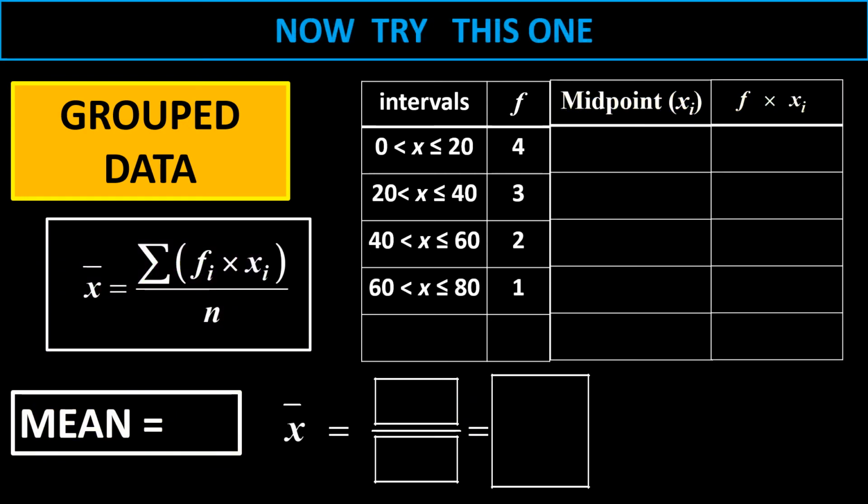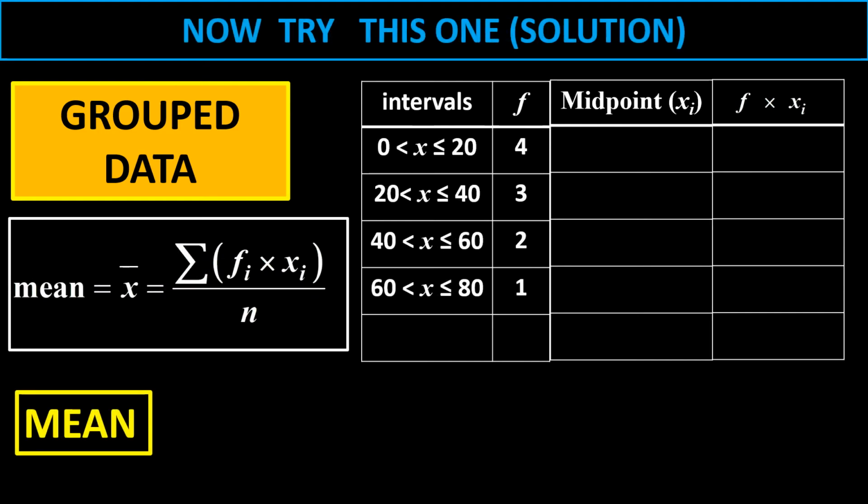Now, I want you to quickly try this example here. There's your data set 4, 3, 2, and 1 with a corresponding interval there. It's a frequency table, so let's do that. You can pause this video and try it. First you have to find the midpoints, then take the product of the frequency times the midpoint, and then find the sum. Once you get the sum, you divide it by the number of data values, right? You can pause the video and we can try it then.